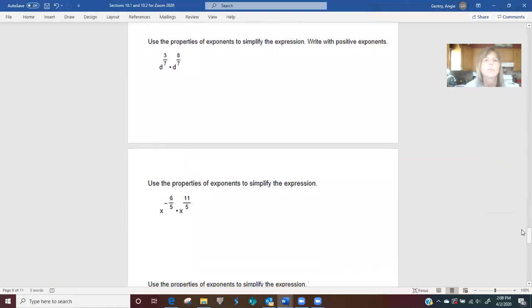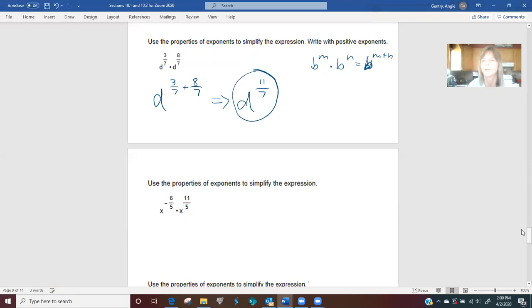Okay, use the properties of exponents to simplify the expression. Properties of exponents. B to the m times b to the n, or this book uses the a's. Doesn't matter. When you're multiplying, you add your exponents. Whoops. I want to use the b from the problem. You add your exponents. So this is simply d 3/7 plus 8/7. And basic math, add fractions, you go across over the common denominator. This one's pretty cake, huh? Like there were some that were kind of ugly.